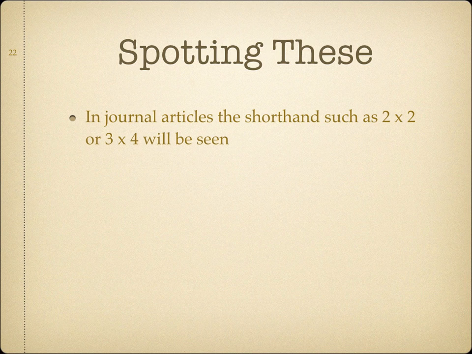Now, how do you go about spotting these when you're reading journal articles or other kinds of things? In journal articles, this shorthand of 2 by 2 or 3 by 4 or whatever it is is very commonly used. What you're learning in your textbook exactly shows up in journal articles with small variations, but you'll be able to pick them out without any difficulty. Journal articles that have factorial designs almost always use this kind of terminology because it is so clarifying for the reader as to what's going on.